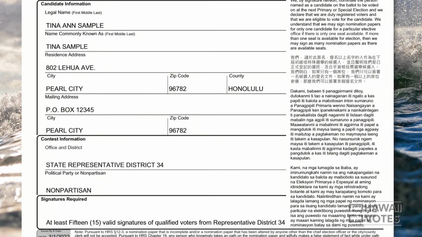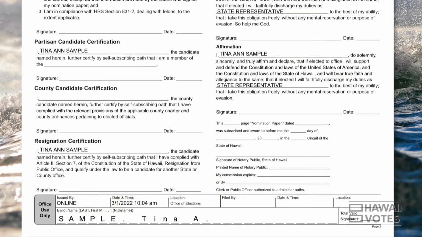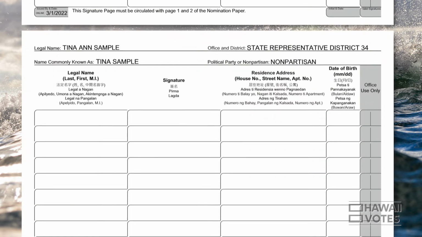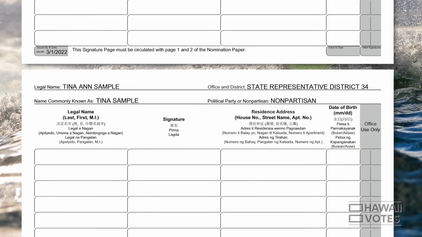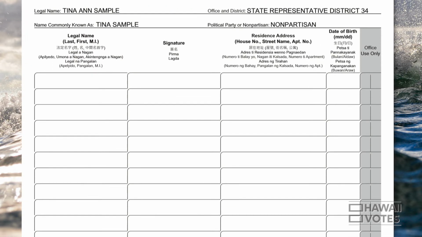Make sure all pages print completely and nothing is cut off. Incomplete or altered nomination papers will not be accepted. You are now equipped to collect your required signatures for candidate filing. If you need more signature pages, you can log back into the system to print more.